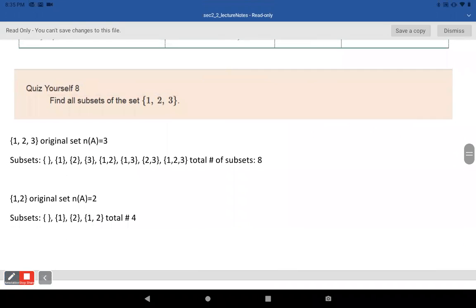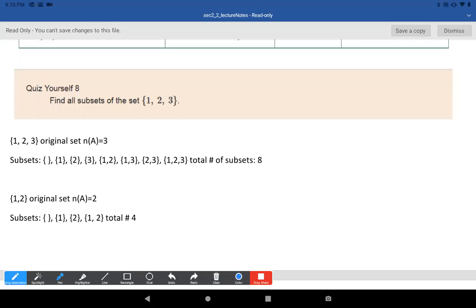For Quiz Yourself 8, we're looking at finding all of the subsets of the set 1, 2, 3. So a 3-element set, and we're going to look at finding all of the subsets. And I already listed the subsets out here below, but the subsets are always the empty set itself, any 1-element sets that you can form, any 2-element sets that you can form.